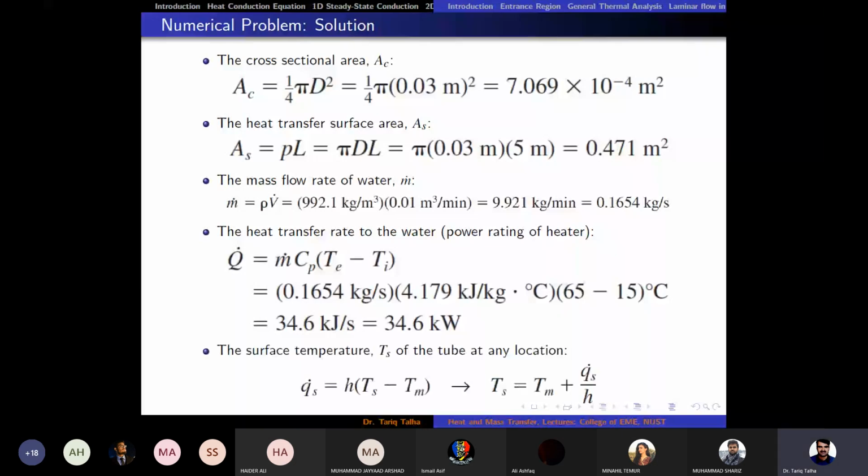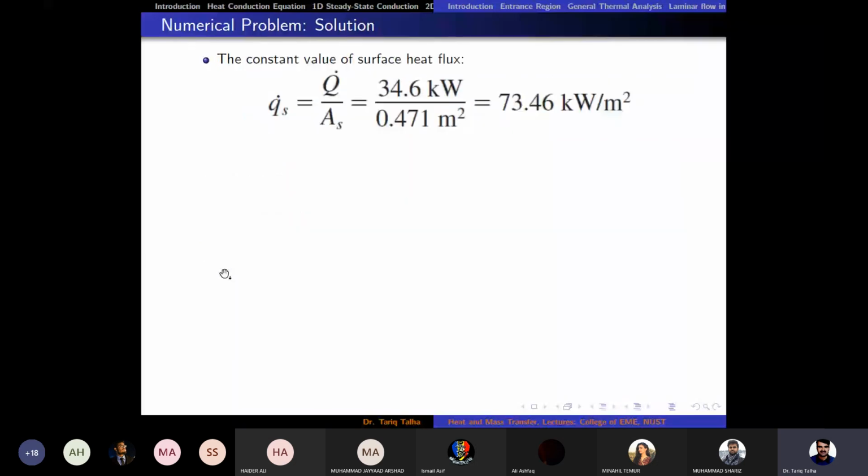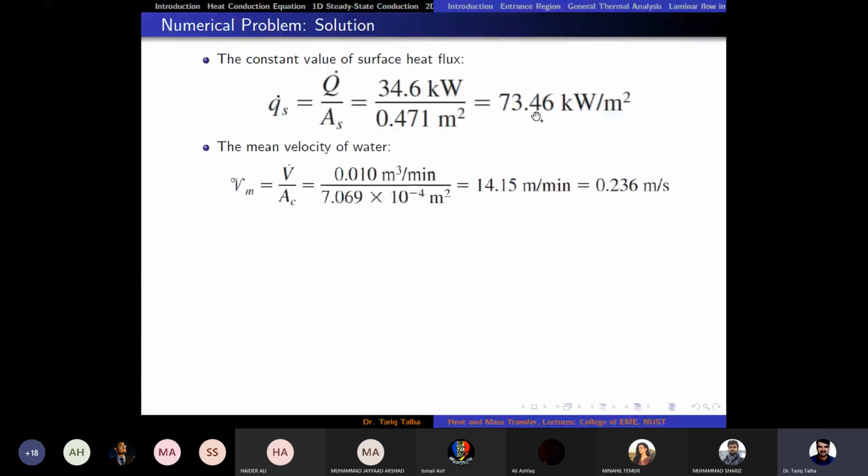Now, we want to calculate the surface temperature of the tube at the exit plane. Tse would be equal to Tme plus q dot s upon h. As I have explained, this q dot s can be calculated by dividing the heat transfer rate by the surface area. If we do that, the heat flux value is 73.46 kilowatt per meter cube.